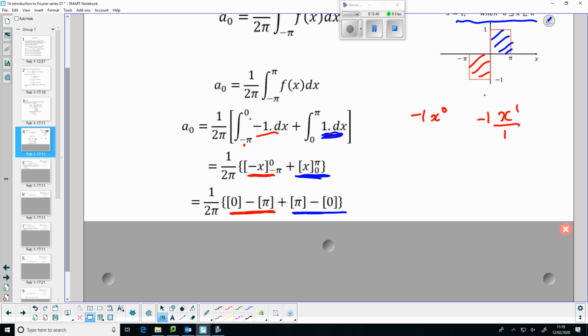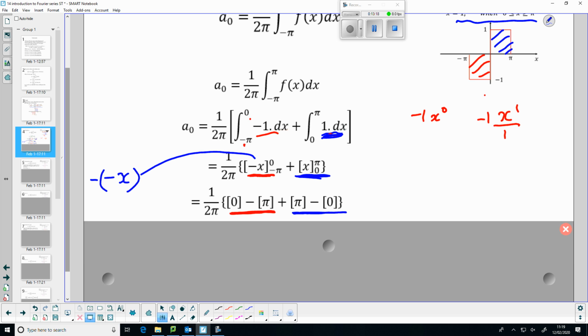In here is minus x. And x is minus pi. So what you've got in there is minus x times minus, which makes a positive. And then in this one, we've got pi minus 0, so that's pi.